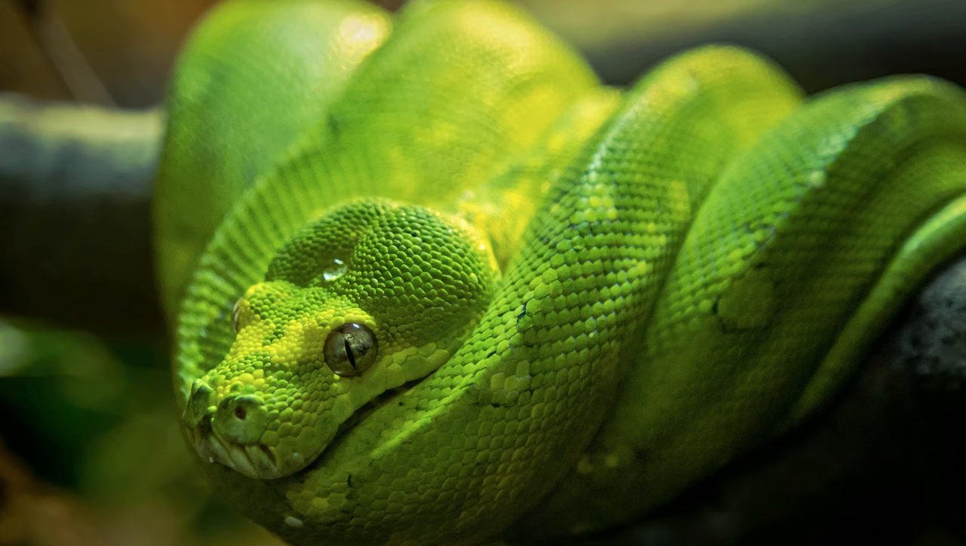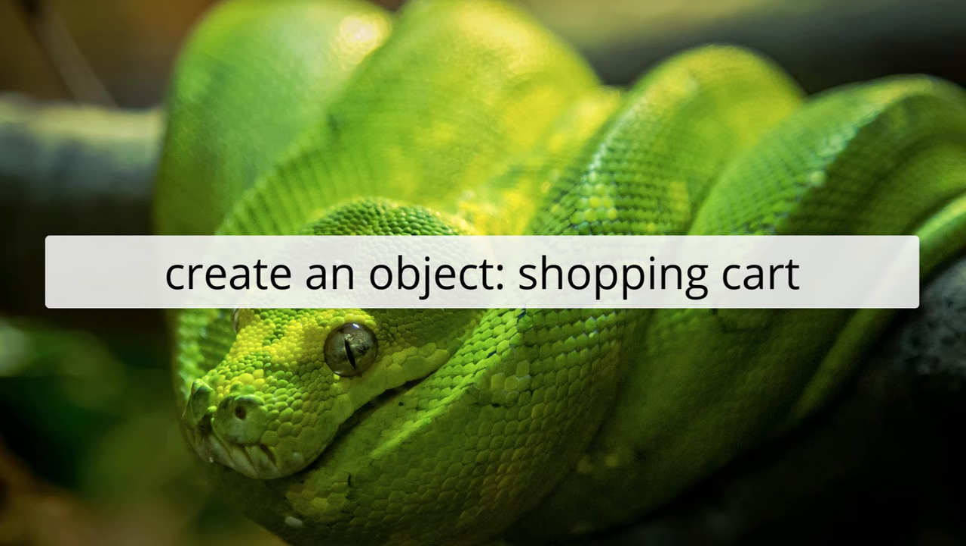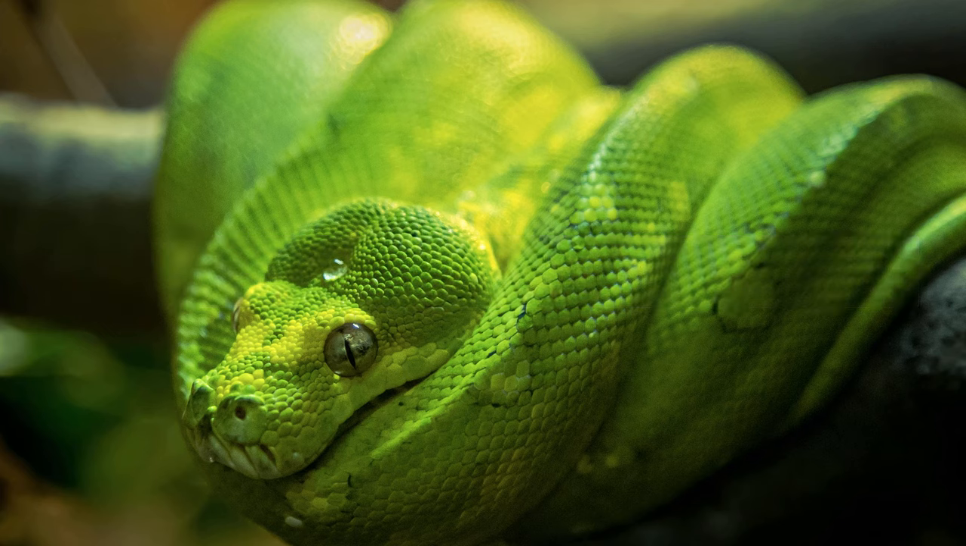So, for example, let's say we had a shopping cart website, kind of like an Amazon, and people are adding items to the cart. You could create an object called shopping cart, and in that shopping cart object, you could have a bunch of methods that will allow you to add an item to the cart, remove an item from the cart, calculate total spent, et cetera. So inside of this shopping cart object, you could have all the things that a shopping cart would do.